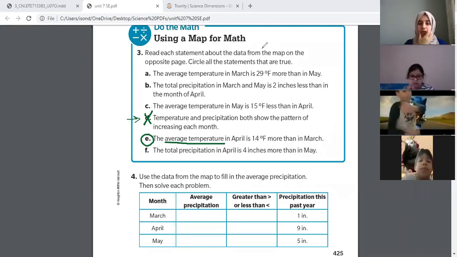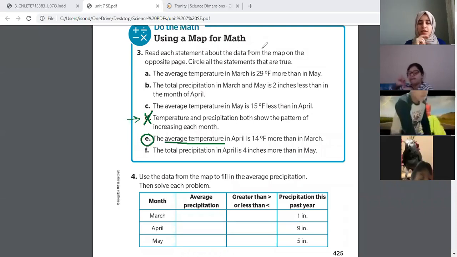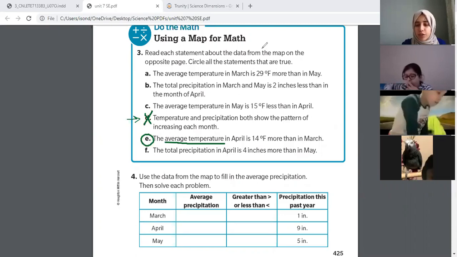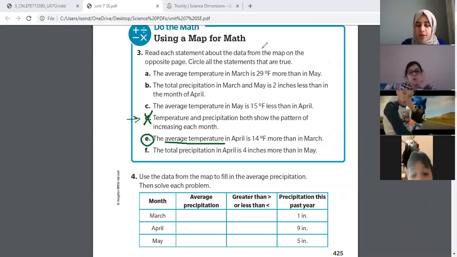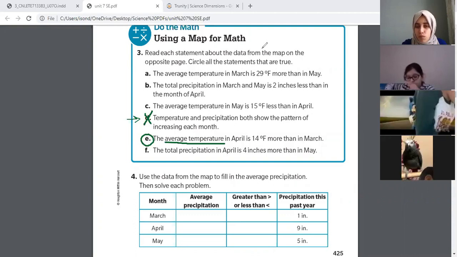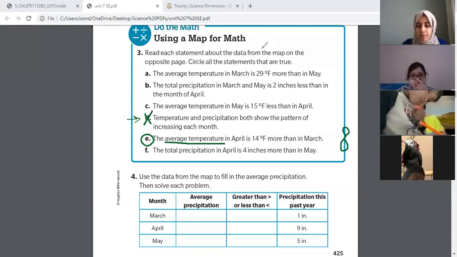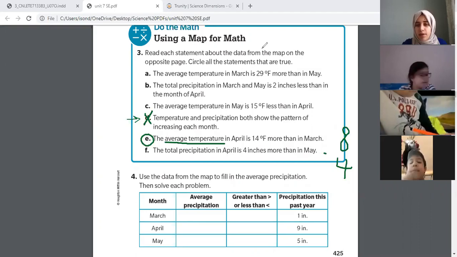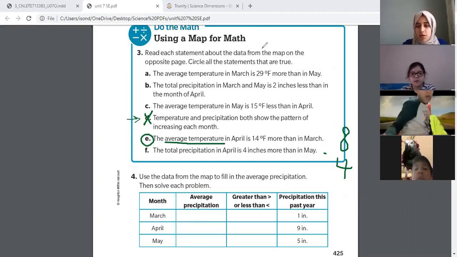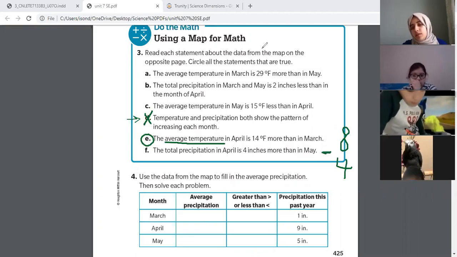In May. So what was the precipitation in April? Look at the table on page 424. What was the precipitation in April, Yamin? 8 inches. 8, and in May? 4 inches. And do I need to add or subtract here? Add. I need to subtract. Actually, yeah, you're right, because they said total.